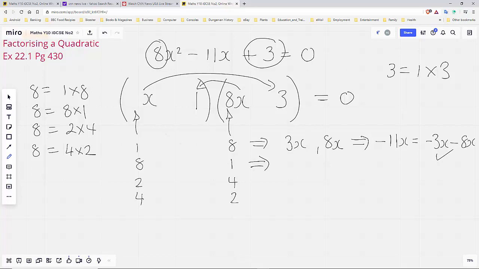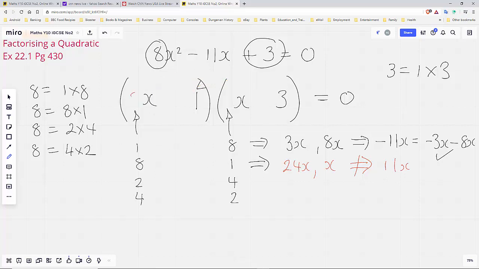Let's try the next combination just to double check. Instead of having a 1 and an 8, we're going to have an 8 and a 1. So let's have an 8 in there, and we'll have the 1 in front of the x. So we're going to get 8 times 3, which will give me 24x, and a 1 times the x there, which will give me just another x. Now there's no way that I can generate an 11 with that. Can't generate 11x, whatever I do. Let's try the next one.